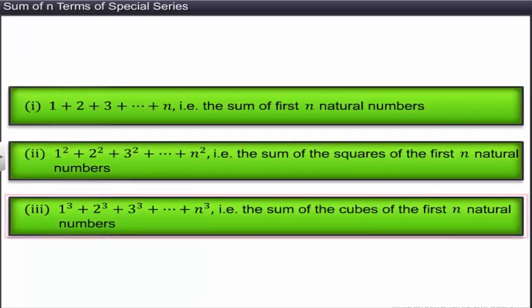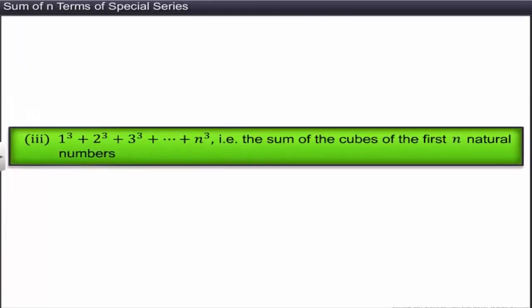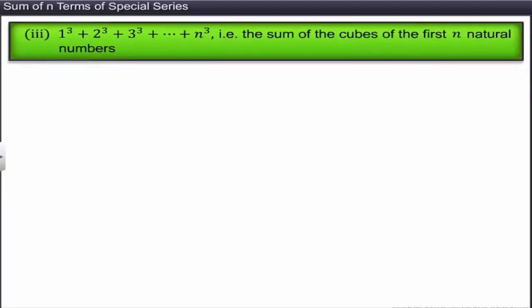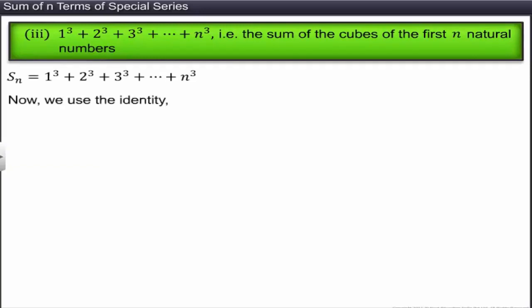Let us now find the sum of the cubes of the first n natural numbers. Let us denote the sum of the cubes of the first n natural numbers by Sn. Now, we use the identity k plus 1 whole raised to the power of 4 minus k raised to the power of 4 is equal to 4k cube plus 6k square plus 4k plus 1. Denote this by equation 1.